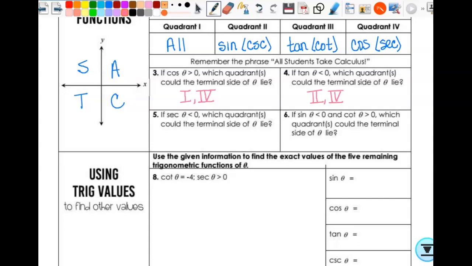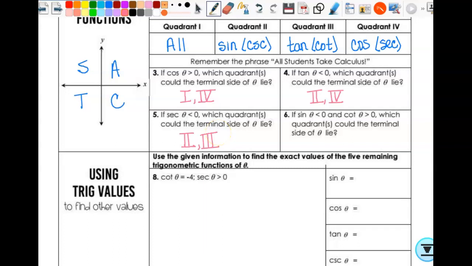Secant is less than 0, so secant is negative. Secant is the reciprocal of what? Cosine. Okay, and cosine is positive in the first and the fourth, so it's negative in which ones? Second and the third. Okay, so what we're going to have to do with this information is like what number 6 asks.